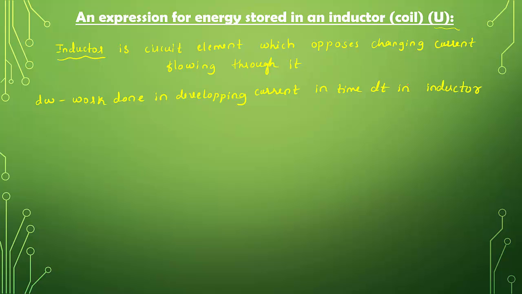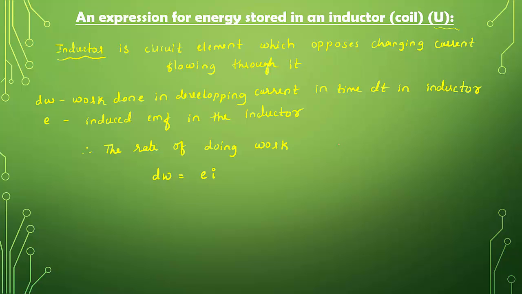Where do we have to generate current? In the inductor. Then I am going to consider E. What is E here? E is the induced EMF in the inductor. Now I am going to write the equation. Observe here. The rate of doing work is given by dW equal to E into I.